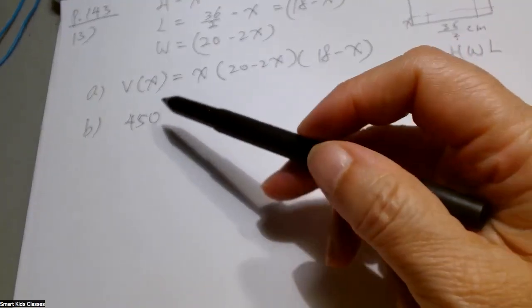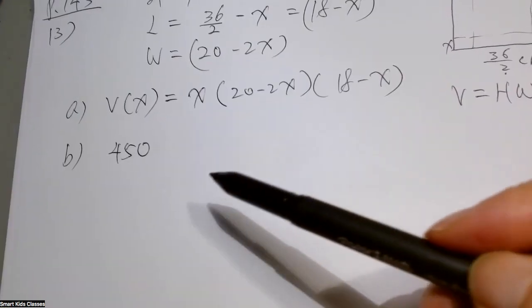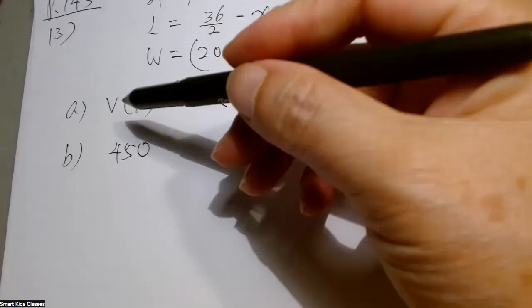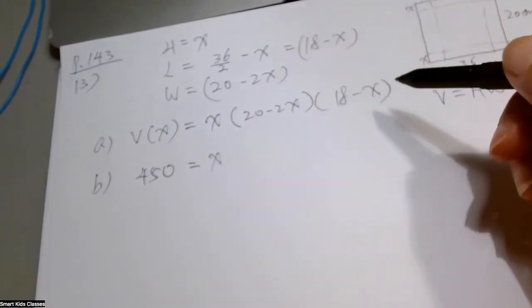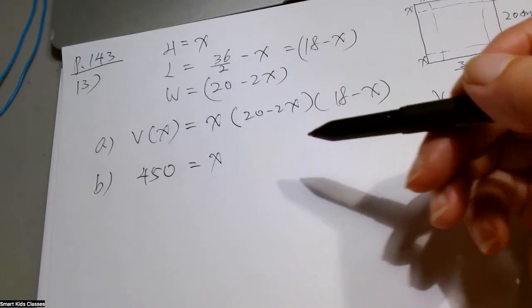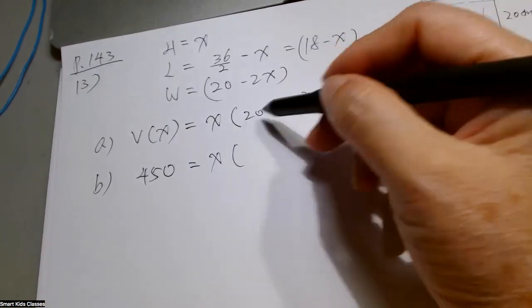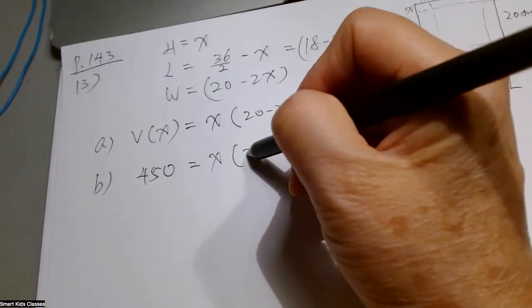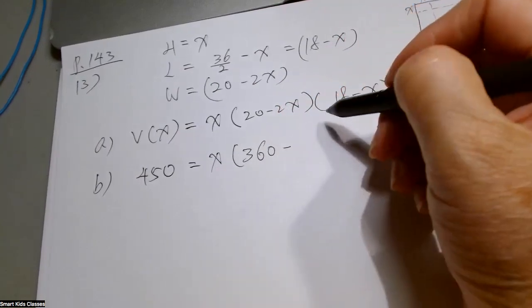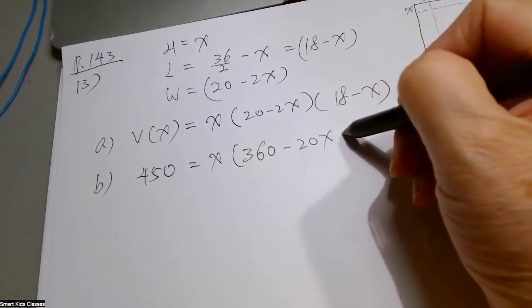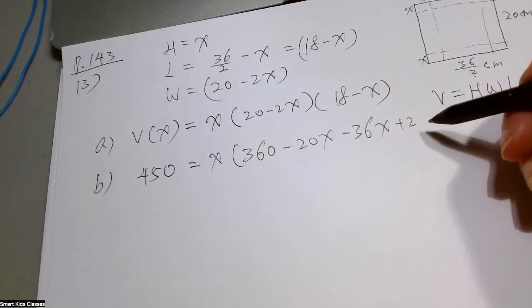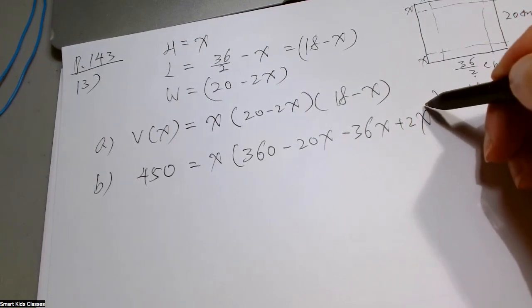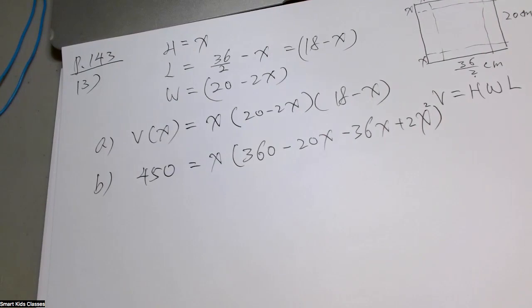Now we look at B. B is provided when volume equals 450, so we substitute, and this side will be x. We simplify it. It will be x times 20 times 18. We got 360 minus 20x minus 36x and add 2x to the exponent 2. So we do distribution.